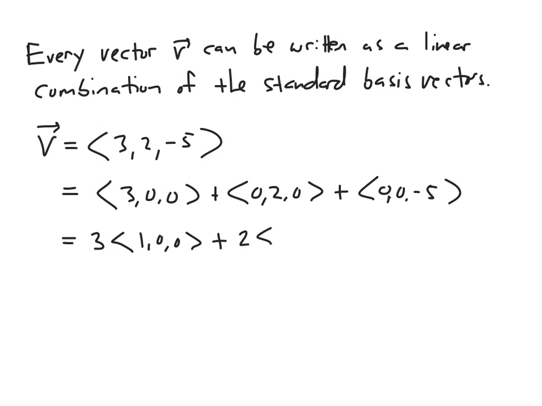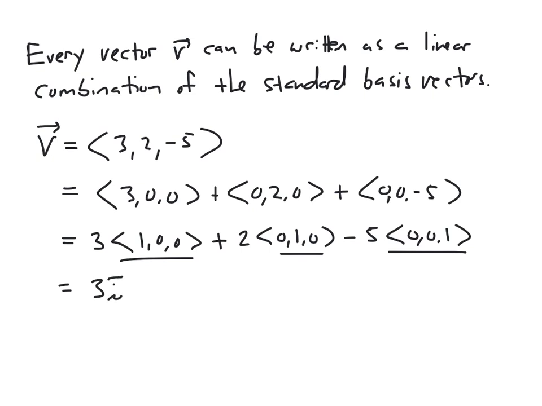This plus 2 times the vector 0, 1, 0. Minus 5 times the vector 0, 0, 1. And of course, these 3 vectors that I've written out are the standard basis vectors in R3. They're i, j, and k, respectively. So this is just the expression 3i plus 2j minus 5k. So this vector v that I picked, you can write it as 3i plus 2j minus 5k.